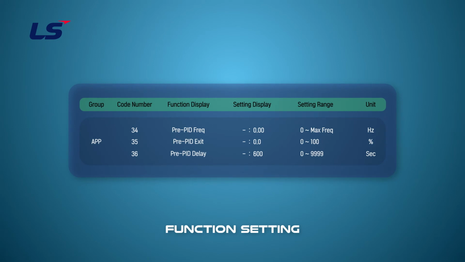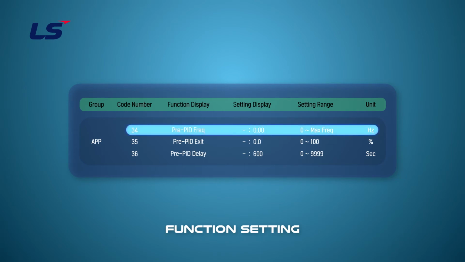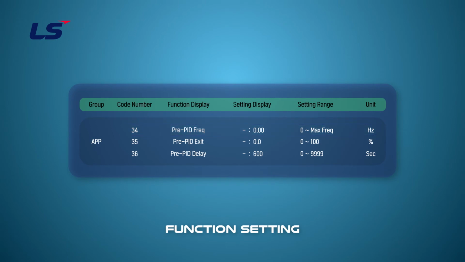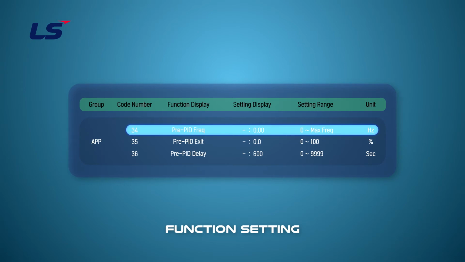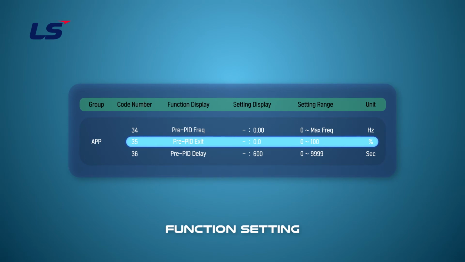Next, let's look at how to set pre-PID. If general acceleration is required without PID control operation, enter the target frequency for general acceleration into APP34. For example, if APP34 pre-PID frequency is set to 50 Hz, normal operation continues at 50 Hz until the control amount is greater than the size set in APP35.